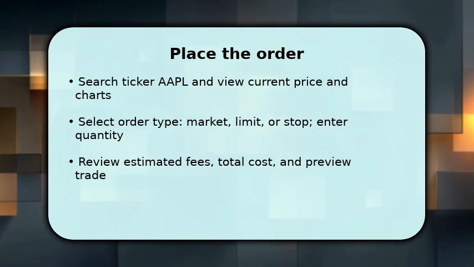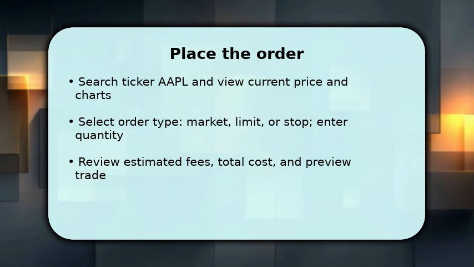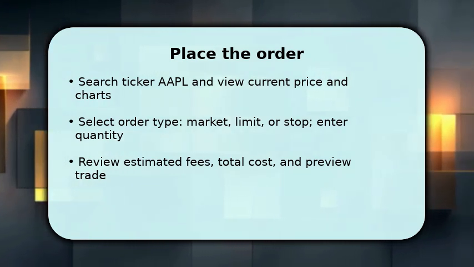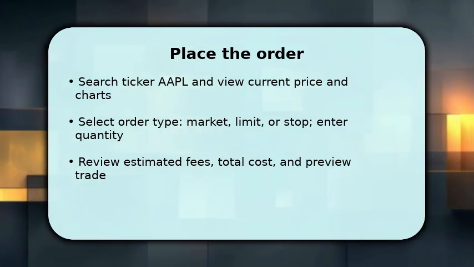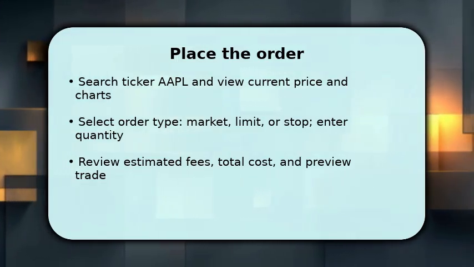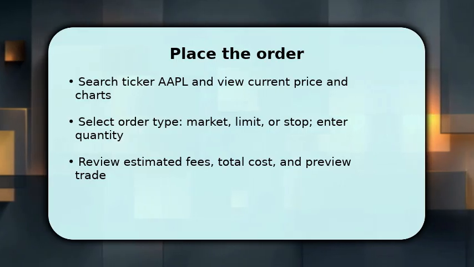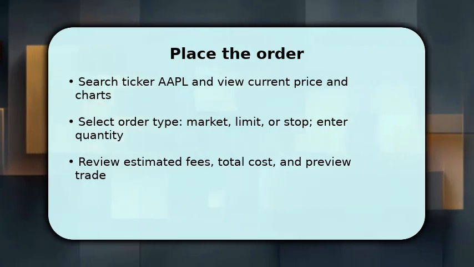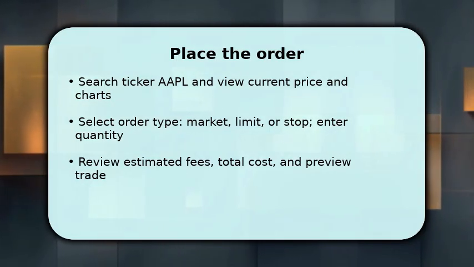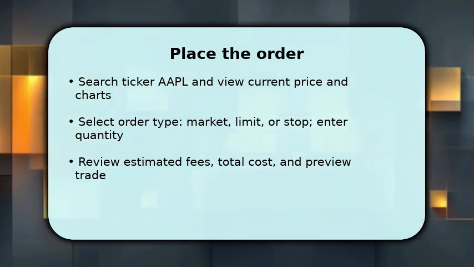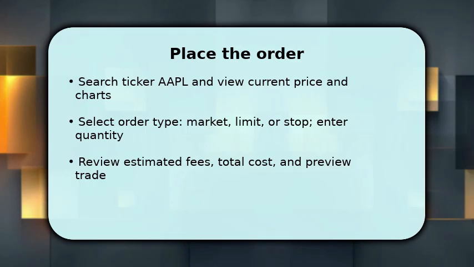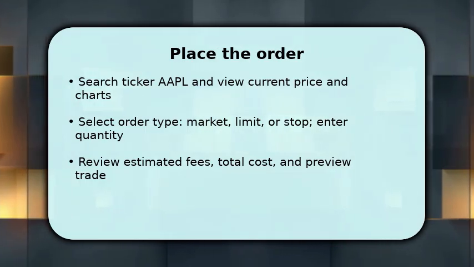Now search for the ticker Apple and inspect the real-time price and a quick chart to confirm timing. You're checking momentum and price level. Next, choose an order type. Market executes now, limit waits at your price, stop triggers if price moves. Enter the number of shares or dollar amount. Once set, review estimated fees and the total cost. Confirm the preview so you know exactly what will execute and why before you hit buy.